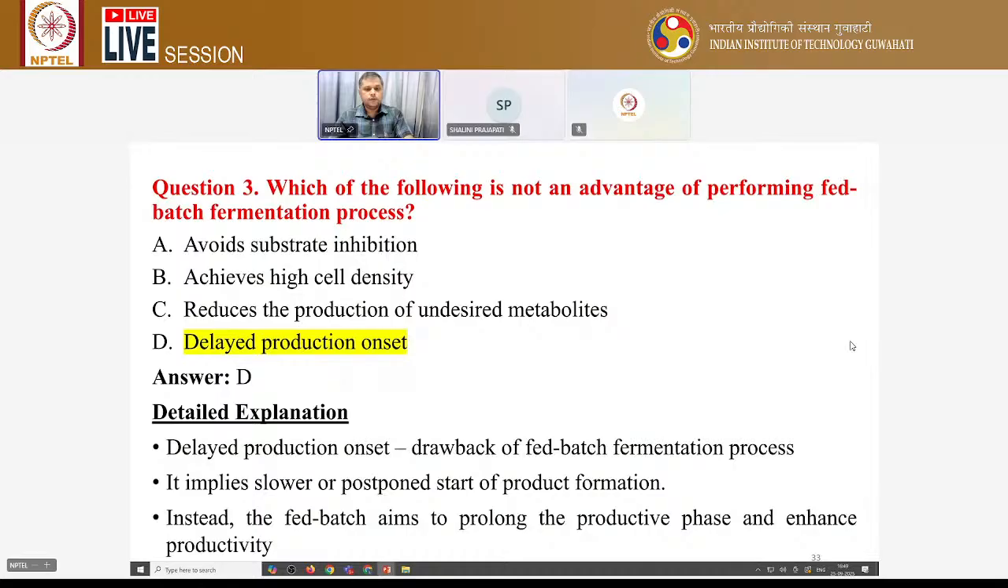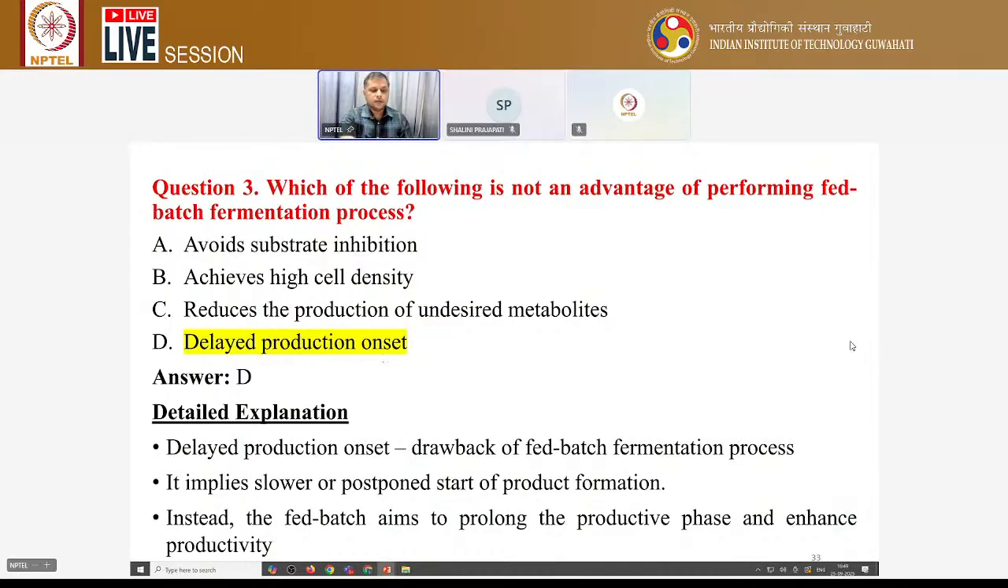Next question is, which one of the following is not an advantage of performing fed batch? So why do we perform the fed batch? Because if there is substrate inhibition, you cannot add all the substrate at a time. And if you want to achieve high cell density, you go for the fed batch culture. At the same time, if there is a formation of undesired metabolites, you want to remove it, or you want to tackle the inhibitor or the product inhibition.